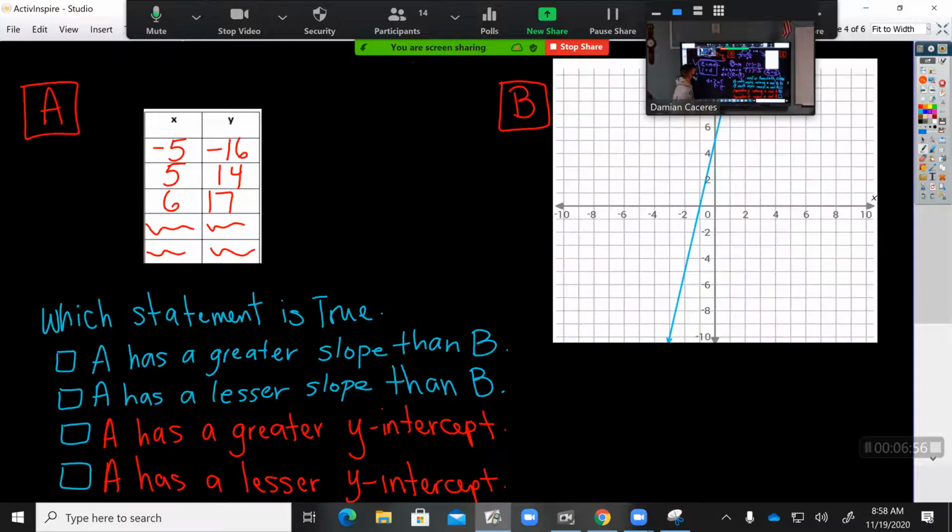Alright, here's the one you're going to try on your own. I want you to use the same exact steps. I know I only put 3 points. It doesn't matter. All you need is 2 points. So as long as you have 2 or more, you can do the same exact steps.